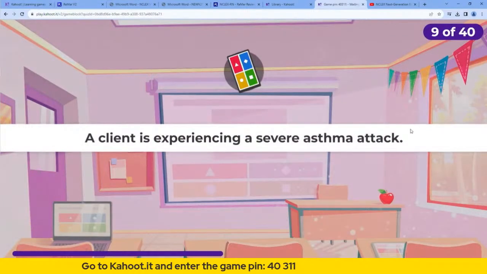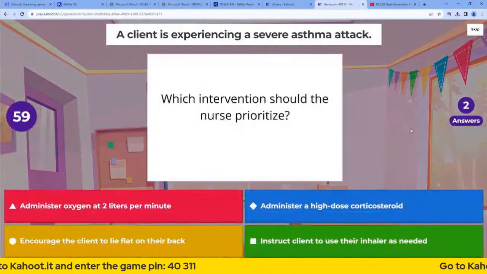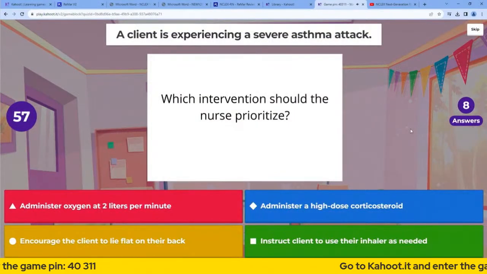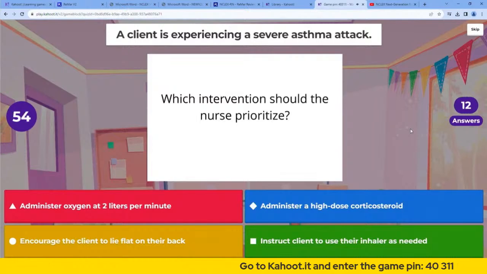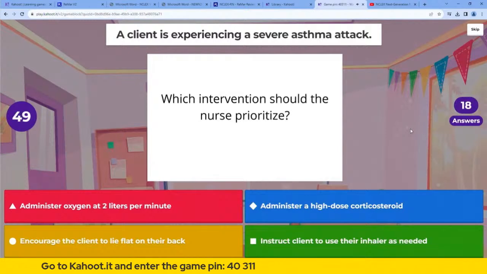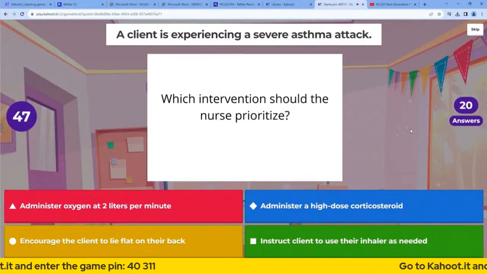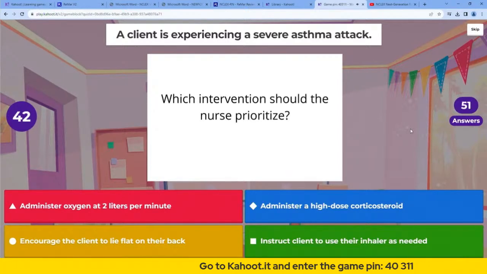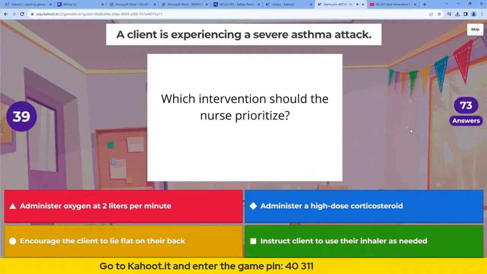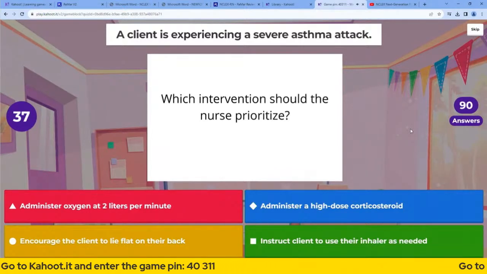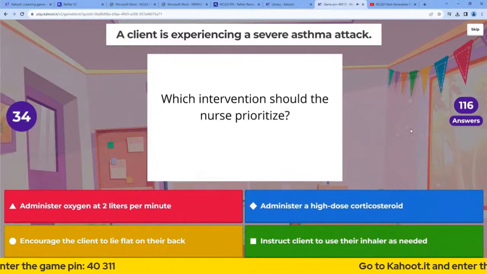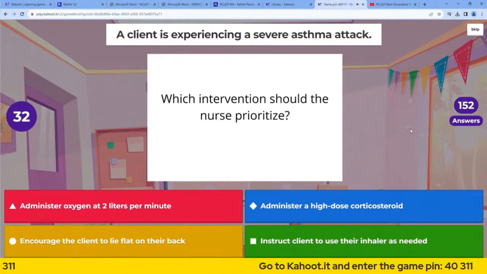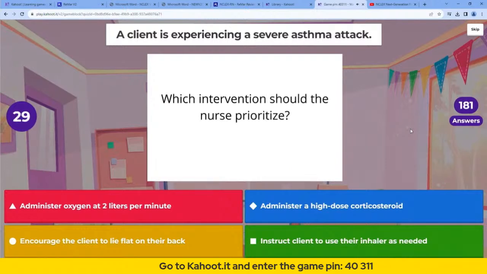Next question is this. A client is experiencing a severe asthma attack. Oh my goodness, that's the rain. Let me read this. A client is experiencing a severe asthma attack. Which intervention should the nurse prioritize? Number one, administering oxygen at 2 liters per minute. Yellow, encouraging the client to lie flat on their back. Blue, administer a high dose corticosteroid. Or green, instruct client to use their inhaler as needed. All right, what do we think?